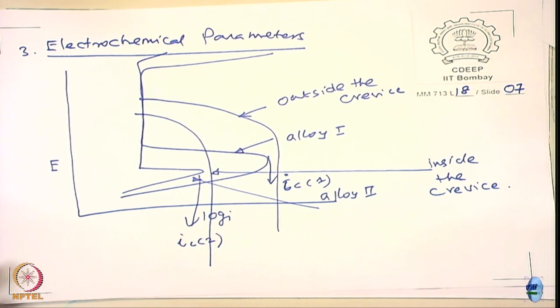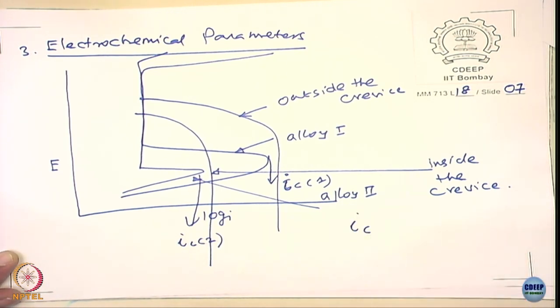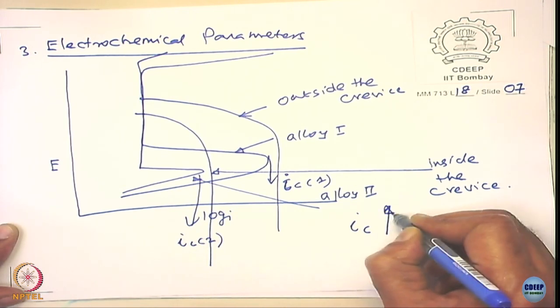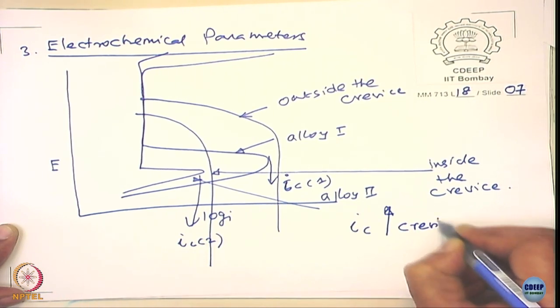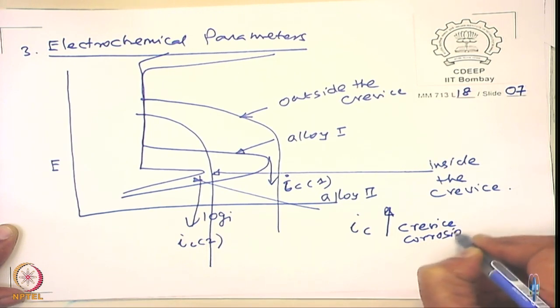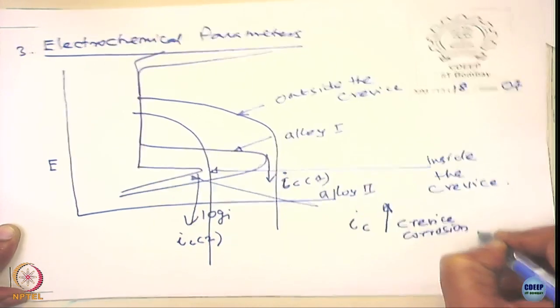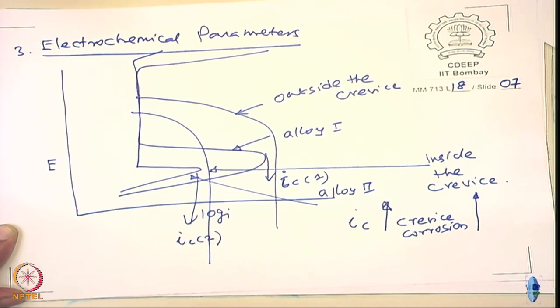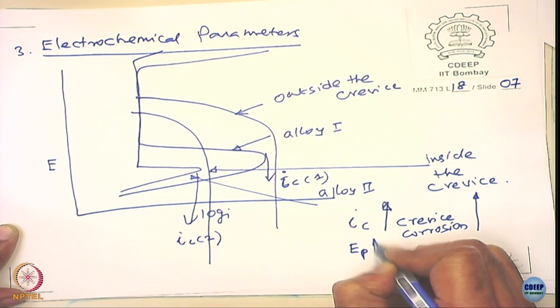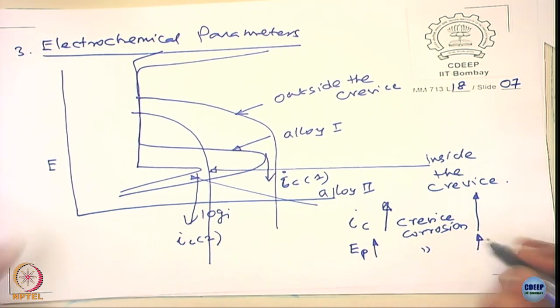So the two parameters that are important: one is IC. If IC increases, what will happen to crevice corrosion? I want a clear answer. Increase, right? Crevice corrosion increases. Similarly, if the passivation potential increases, the crevice corrosion again increases. You want to make it more and more lower. So the electrochemical parameters are very important in deciding whether crevice corrosion will occur or not, and if it occurs, at what rate it occurs.